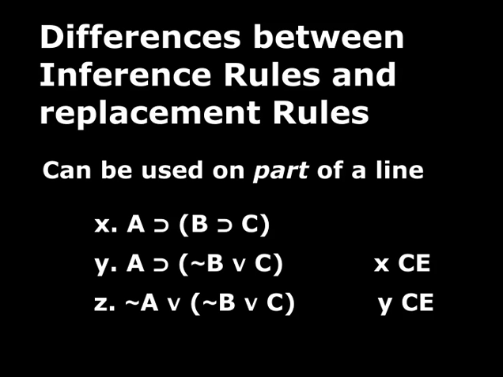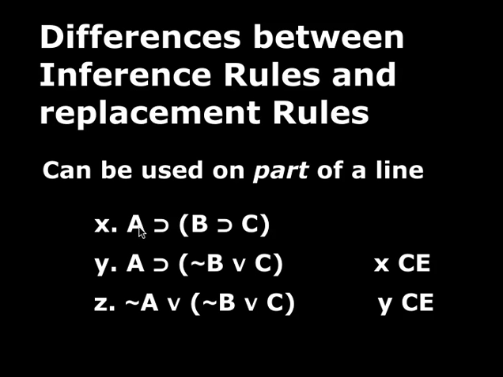Another key difference is that the replacement rules can be used on parts of a line. The inference rules, recall, had to correspond to whole lines on a proof. The replacement rules can be used on part of a line. So here's an illustration. Suppose these are just 3 random lines from a proof. We'll just number them x, y, z. It doesn't matter what they are.